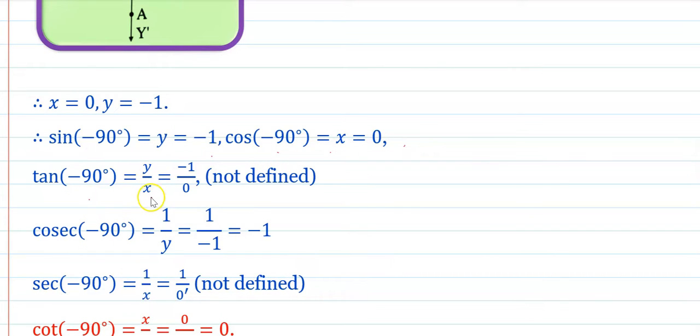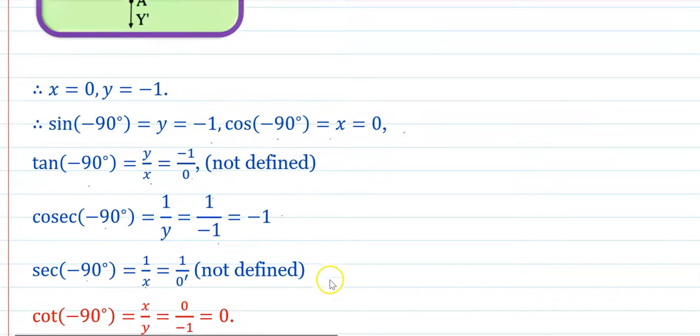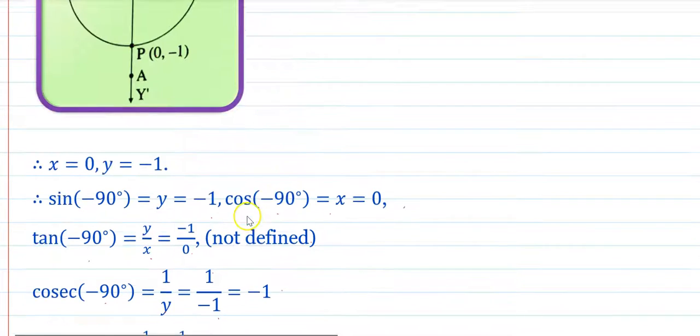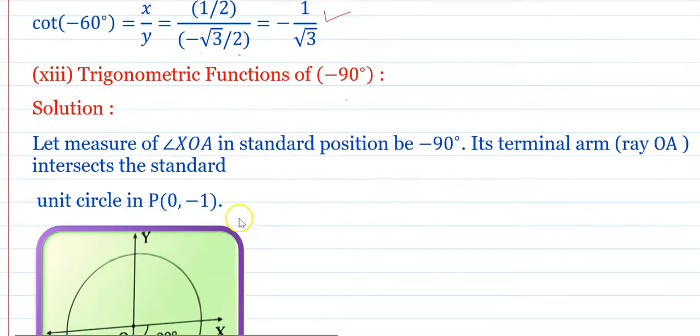Tan of minus 90 is y upon x, that is equal to minus 1 upon 0, not defined. Cosec minus 90, 1 upon y is equal to 1 upon minus 1, equal to minus 1. Sec of minus 90, 1 upon x is equal to 1 upon 0, which is not defined. If the values of x and y are known, we can find out everything. Cot of minus 90, x upon y, x is 0, y is minus 1, and 0 upon any number is equal to 0. Okay, and in this way those are the values.